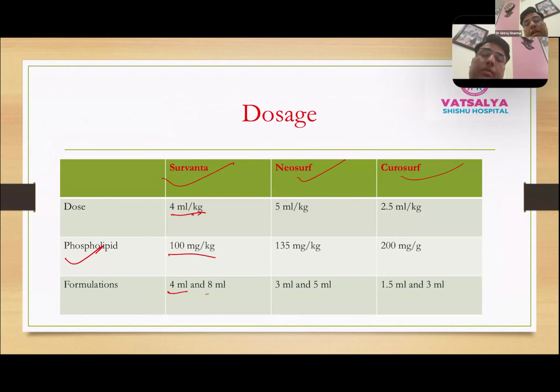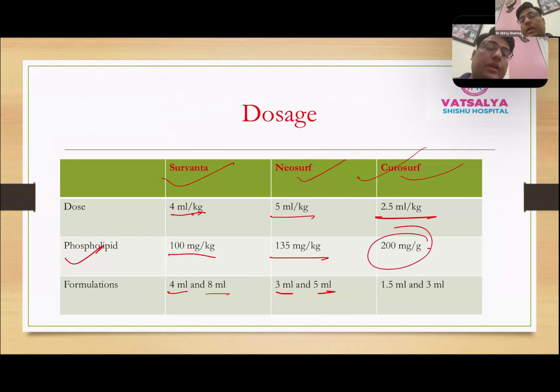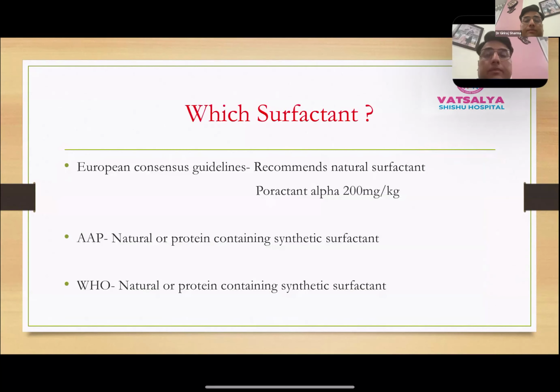Available vials are 4 ml and 8 ml. Neosurf dose is 5 ml per kg, the phospholipid dose is 135 milligram per kg, and available vials are 3 ml and 5 ml. Curosurf dose is 2.5 ml per kg, and the recommended dose is 200 milligram per kg. Here 100 milligram per kg can also be given, but results are better with 200 milligram per kg. Available vials are 1.5 ml and 3 ml.